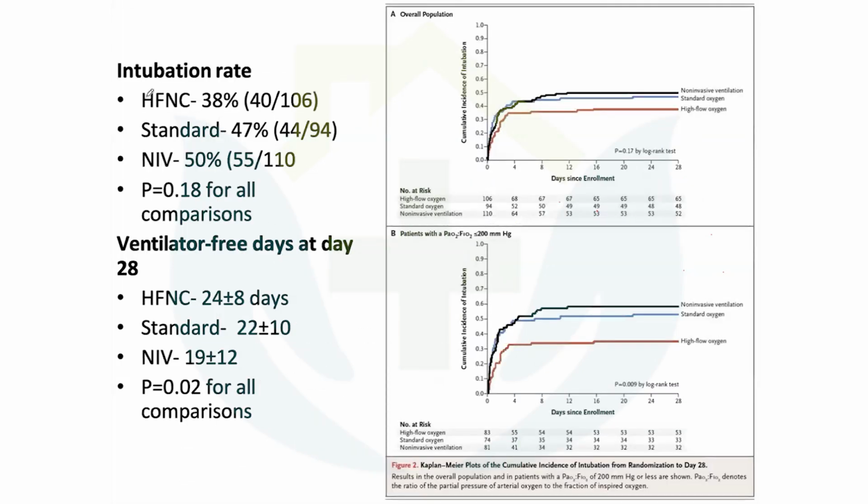So intubation rate in the HFNC group is 38%, in the standard group 47%, and in the NIV group 50%. Ventilator-free days at day 28: HFNC is 24 plus or minus 8 days, standard group 22 plus or minus 10, NIV group 19 plus or minus 10, and all are comparable.